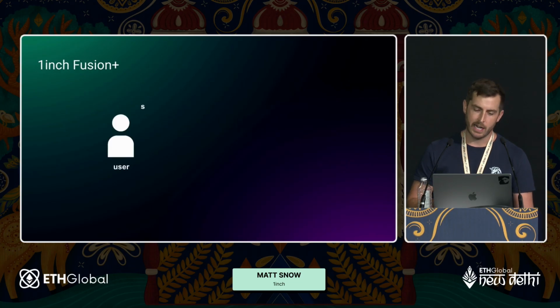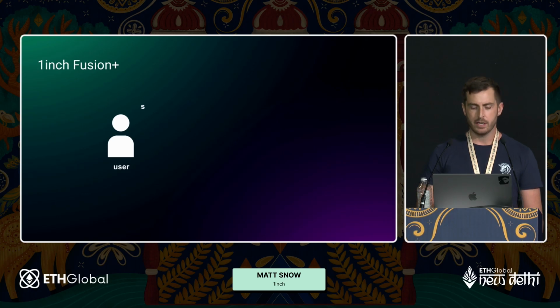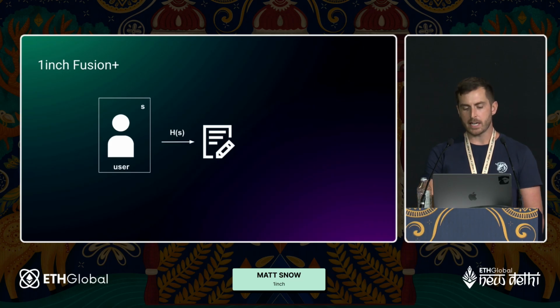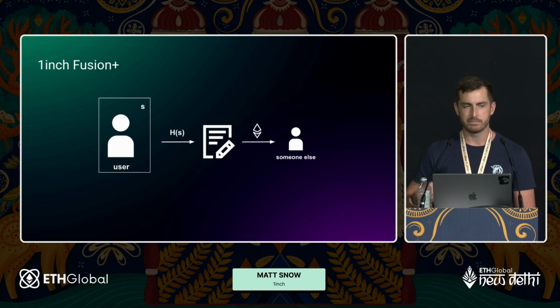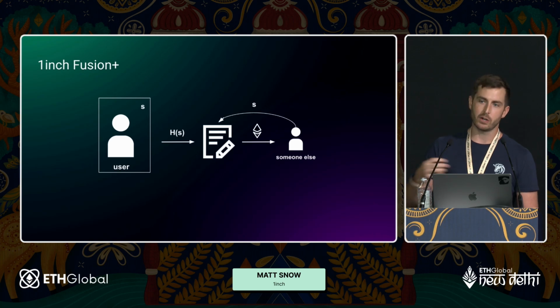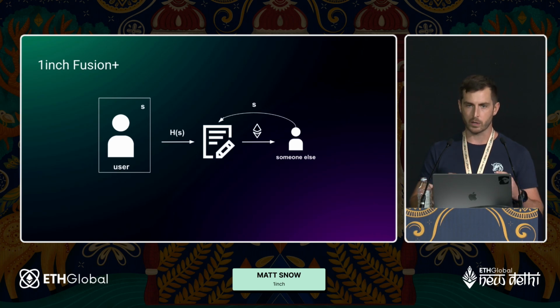So an example of a general hash time lock contract is a user has a secret, and they can create a hash with that secret and attach it to a contract. If someone else wants to come and withdraw money from that contract, they can't because they don't have the secret. So the secret is the key that unlocks the funds out of the contract. That said, the user can share the key with someone else, and then that someone else can go unlock the funds. And that's the core concept of our Fusion Plus and how this works.